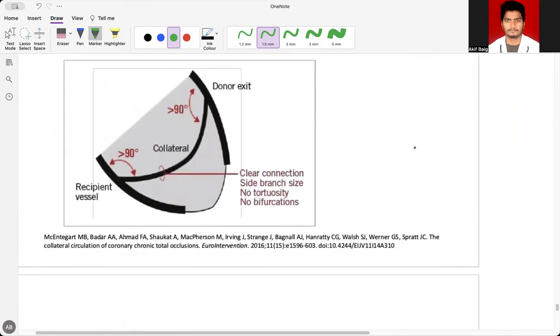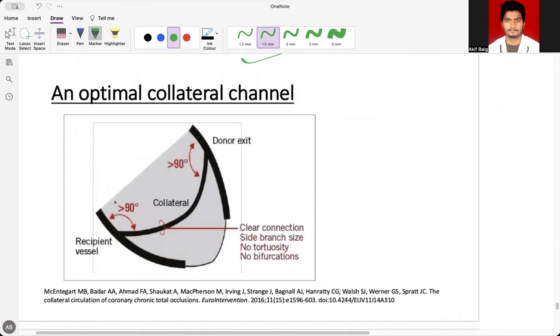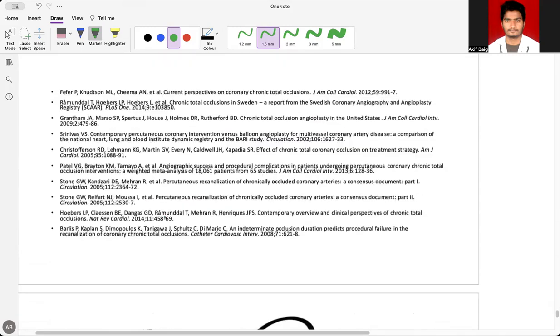So you can see here an optimal collateral channel should be like this. The angle is more than 90 degrees, so the wire from here can easily be crossed here. There is a clear connection to the side branch, no tortuosity, no bifurcation. And the exit should also be more than 90 degrees. So at the donor exit, as you can see here, the wire can again easily go into this artery for intervention. So that's why there are higher chances of success here.